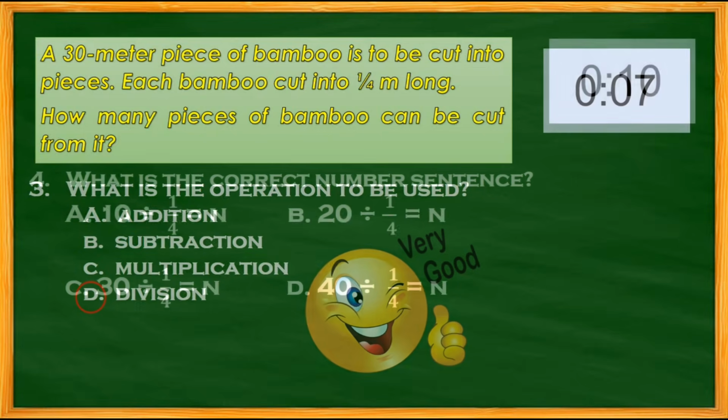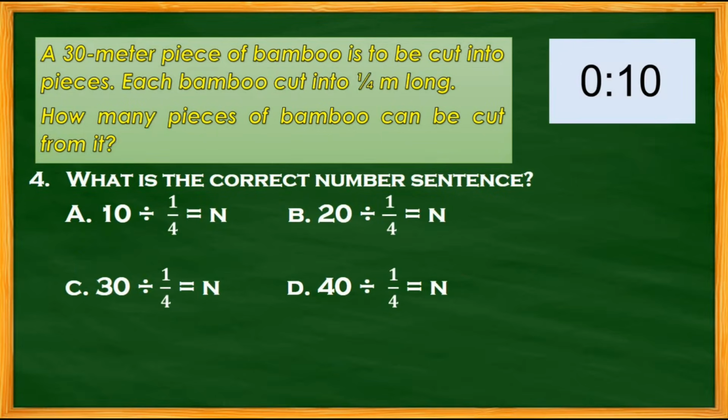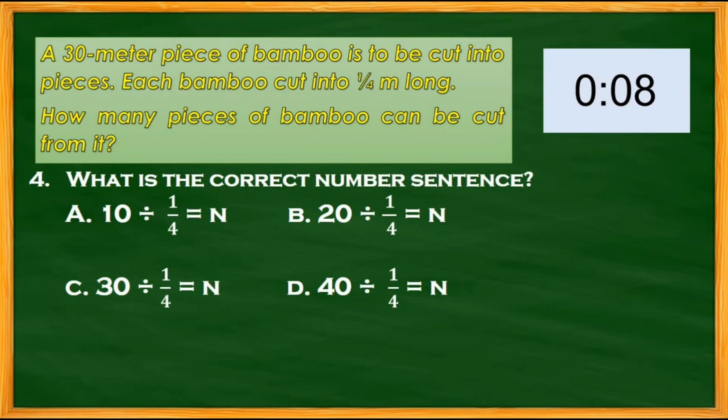Next, for our question number 4. What is the correct number sentence? Is it letter A, 10 divided by 1/4 is equal to n? Letter B, 20 divided by 1/4 is equal to n? Letter C, 30 divided by 1/4 is equal to n? Letter D, 40 divided by 1/4 is equal to n? You have 10 seconds. Timer starts now. Time's up. The correct answer is letter C. 30 divided by 1/4 is equal to n.